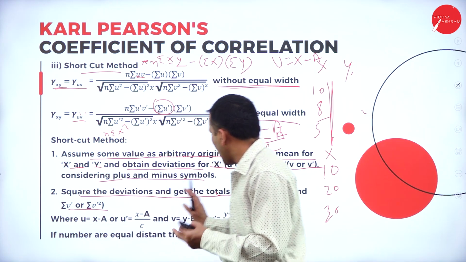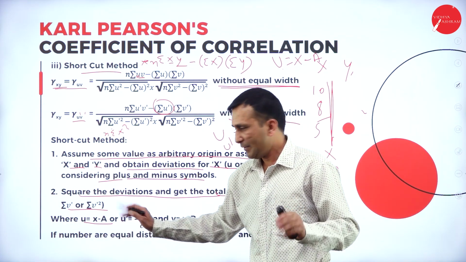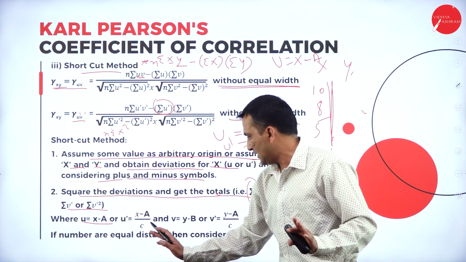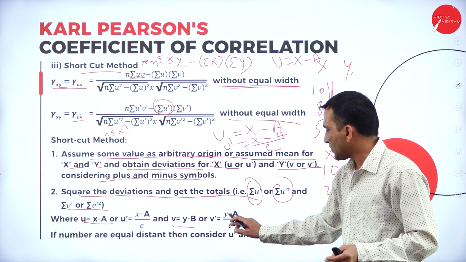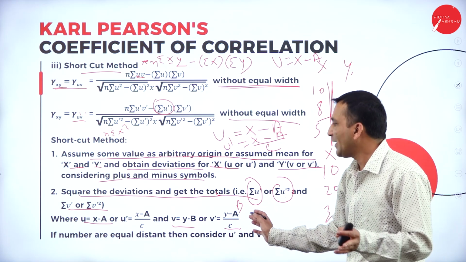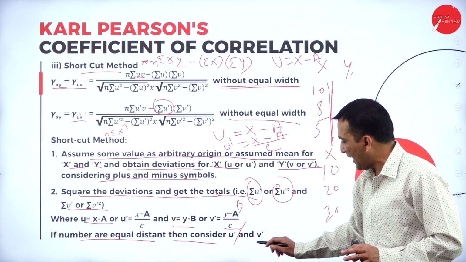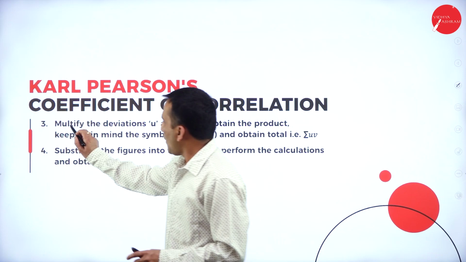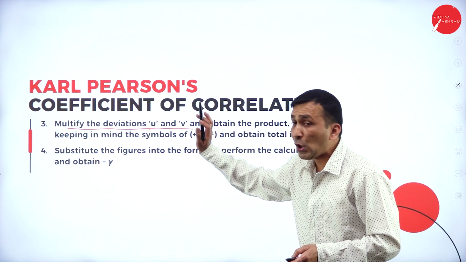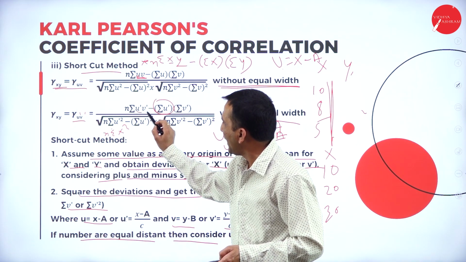So after taking the formula, how do you get u? x minus any one value for a. And how do you get u dash? x minus a divided by equal distance. In case of v dash, y minus b divided by d. So don't get confused. If the numbers have equal distance, then only consider u dash and v dash. Multiply the deviations u and v, according to the formula, u dash and v dash.